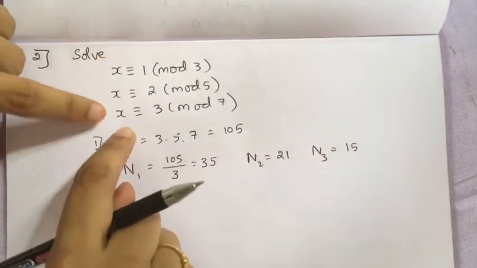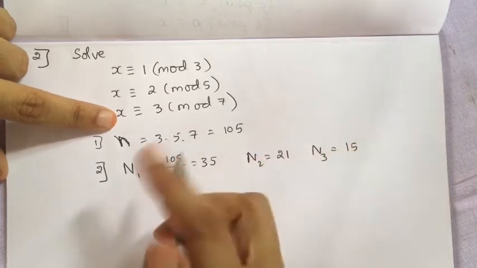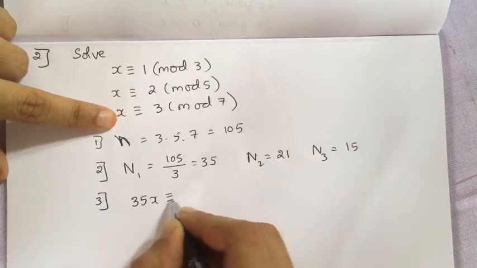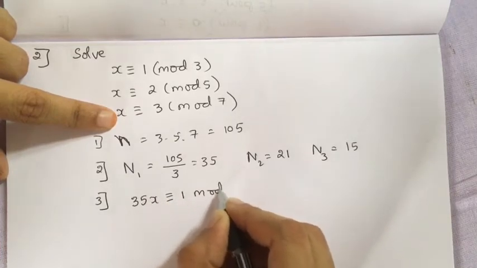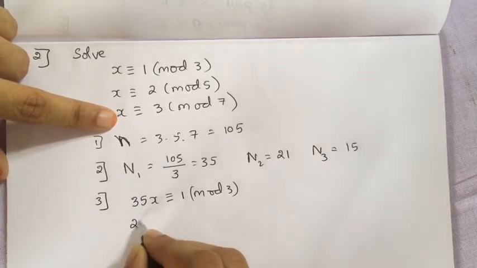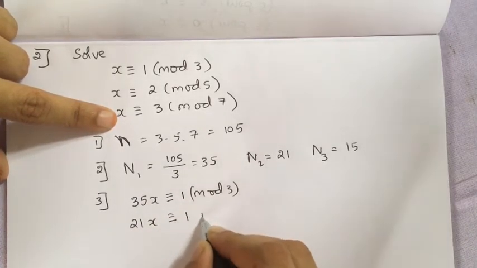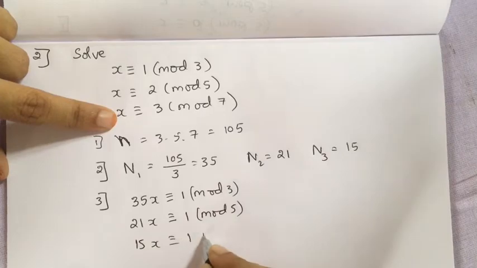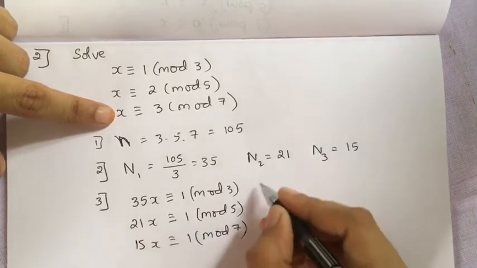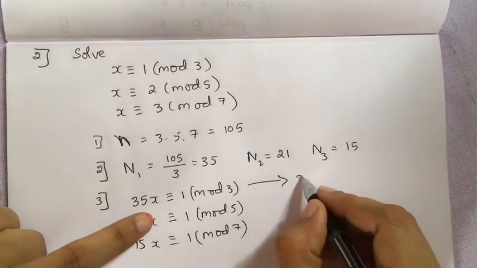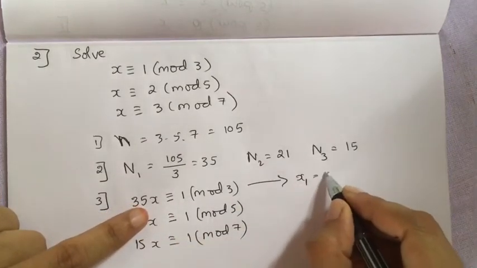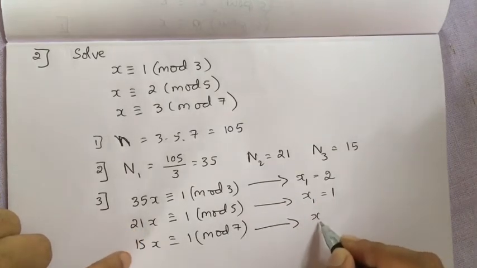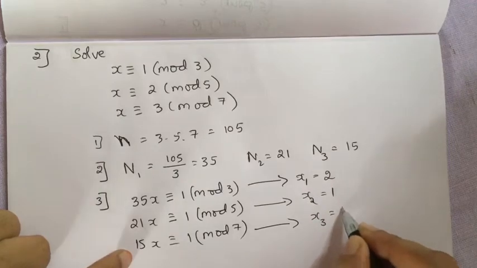Then you rewrite this system of equations by using these values. So the system will reduce to 35x congruent to 1 mod 3, 21x is congruent to 1 mod 5, and 15x is congruent to 1 mod 7. So find the solution to this. That gives you x1. As I mentioned, the value is 2. Here x1 is 2, and here x2 is 1, x3 is again 1.